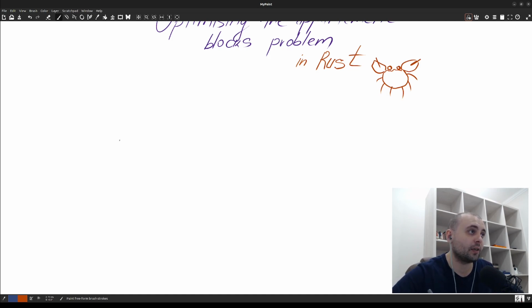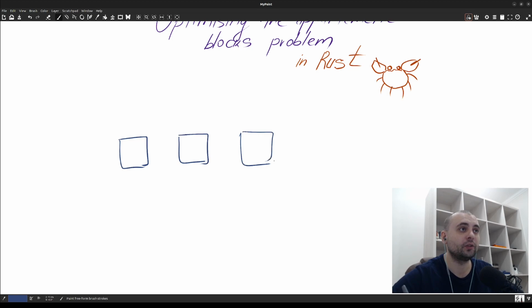So we have 5 blocks. Yeah, let's try to draw 5 blocks in our case. So this will be block number 1, block number 2, block number 3, block number 4 and 5, yeah. So we have 5 blocks. Then I guess we'll need to add our assets. So we'll have 3 assets.